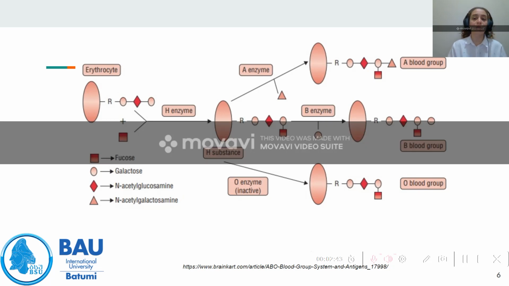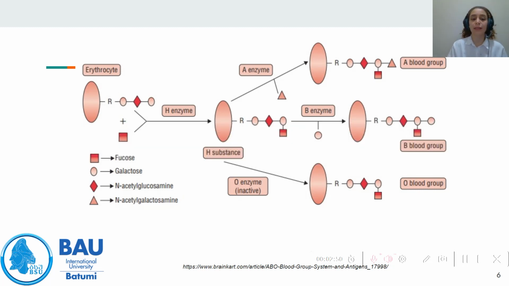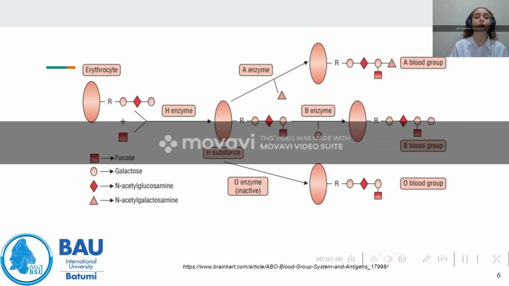carbohydrate molecule. However, whenever we have the addition of a carbohydrate molecule using the N-acetylgalactosamine transferase, we have the production of the A antigen. And we have the production of the B antigen whenever we have the addition of the galactose molecule by the B glucosyltransferase enzyme.